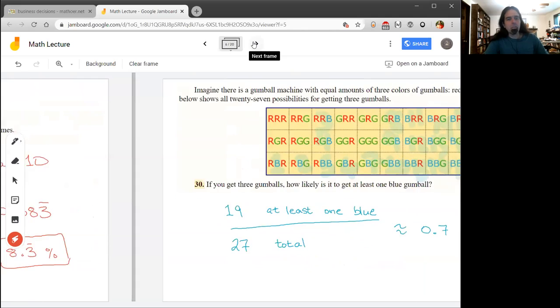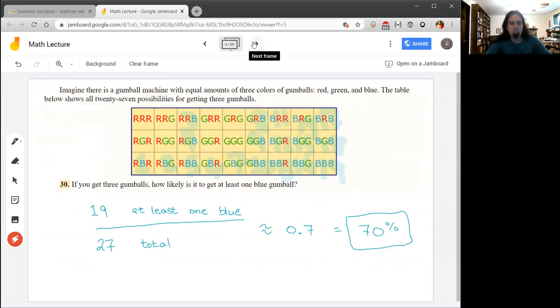The third example was that somebody is going to get 3 gumballs. And this chart has, for example, first I get a green, then I get a red, then I get another green. So all the combinations of how to get 3 gumballs out. And they wanted to know, will I get at least 1 blue? So we highlight all the ones that had at least 1 blue in them. And there were 19 of those. So the ones we care about for this problem, there's 19.